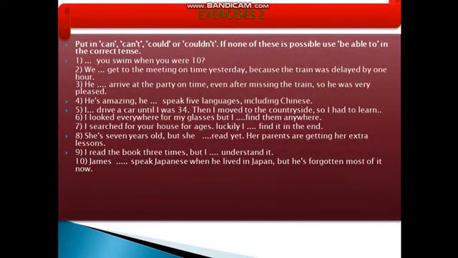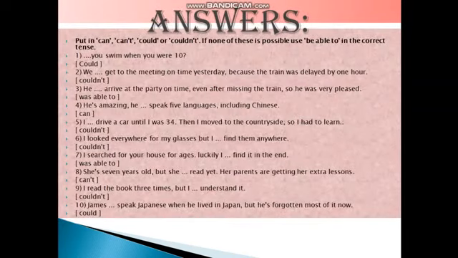Now let's do other exercise. Put in can, can't, could, or couldn't. If none of these is possible, use be able to in the correct tense. These are the answers of these exercises. We can use it in this way. You swim when you were 10. Could you swim when you were 10? We couldn't get to the meeting on time yesterday because the train was delayed by 1 hour.